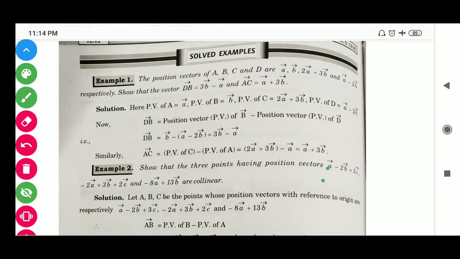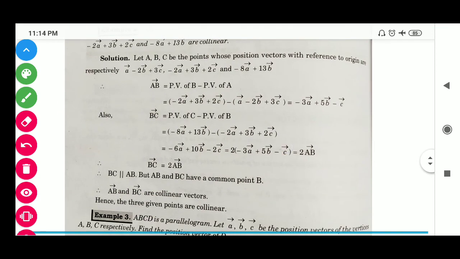So, the solution: let A, B, C be the points whose position vectors with reference to the origin are given. So, let us start. AB vector is position vector of B minus position vector of A. By putting the values, it is a very simple calculation: 2A minus A, we get minus 3A, 3B minus plus we get 5B vector, 2C minus 3C we get minus C vector. In the same way, BC is position vector of C minus position vector of B.